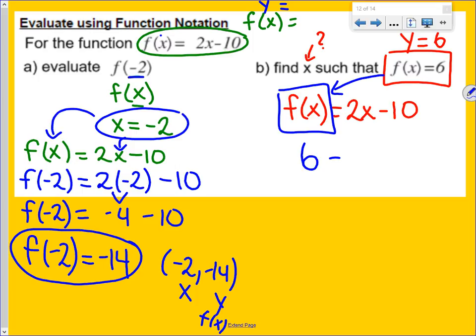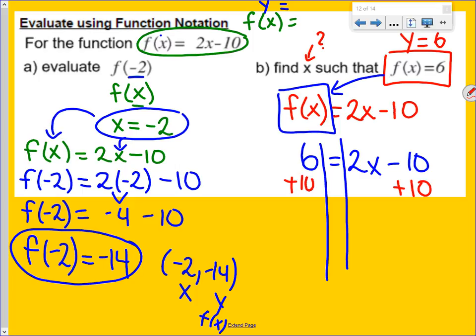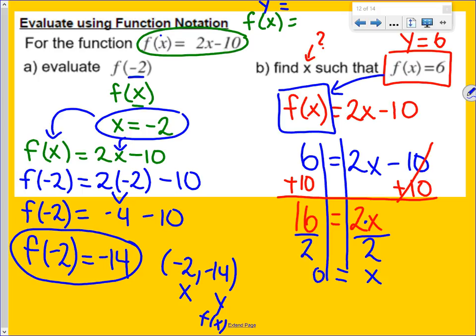And now we're just solving an equation. We're back to what we did in chapter 3. So undo that addition and subtraction. Add 10 to both sides. We get 16 equals 2x. Undo this multiplication with division. Divide both sides by 2, and we get x equals 8. X equals 8. So we found x so that our function, our equation, equals 6.